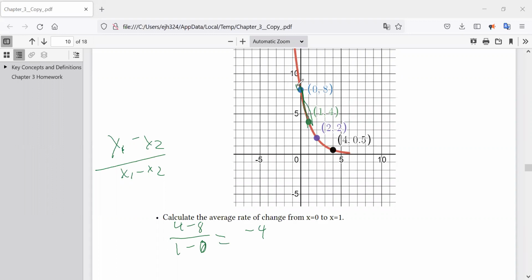Does that make sense to people? We're just finding the slope between these 2 points, and that's the average rate of change for this function in that interval. Okay.